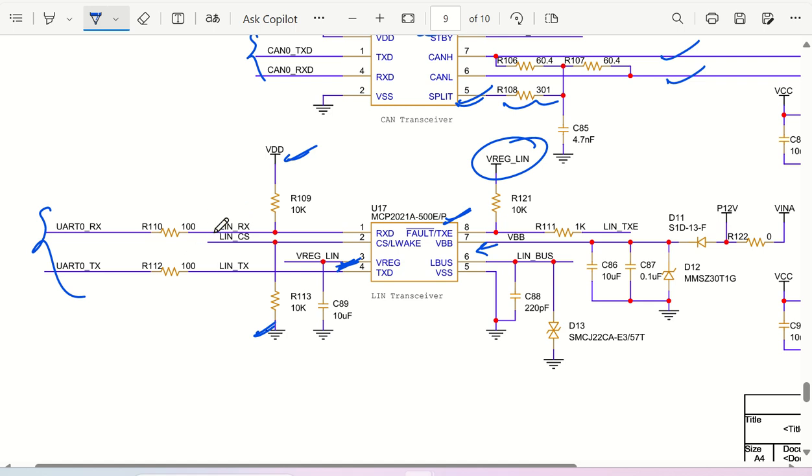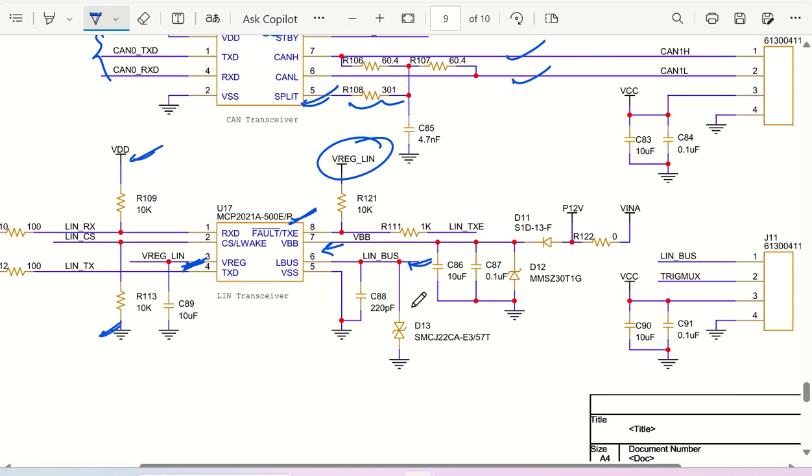And this LIN RX, LIN TX, which is coming from the UART, is going to give you a LIN bus output, and this LIN bus is going to go into the LIN bus connector. So this is how you will be getting the output from this particular header. This trigger mux pin is one of the pins from the microcontroller that can be used for triggering some application or functionality.